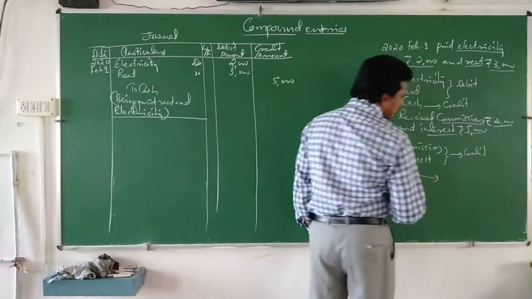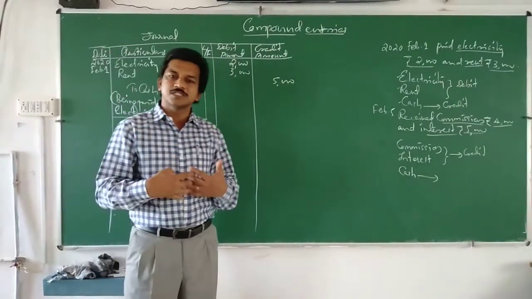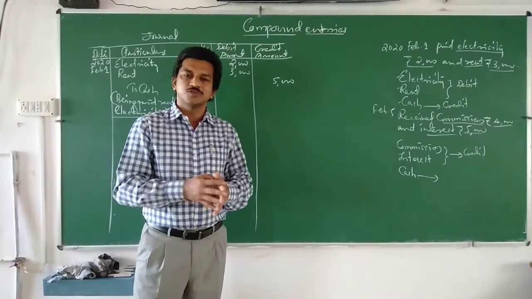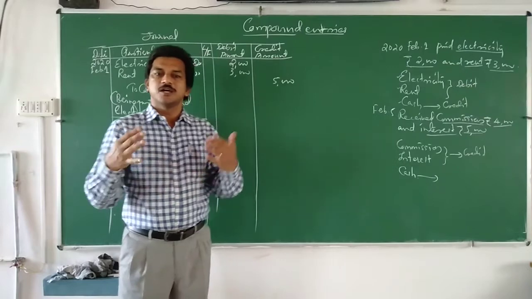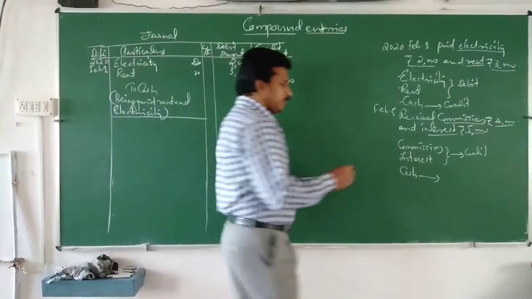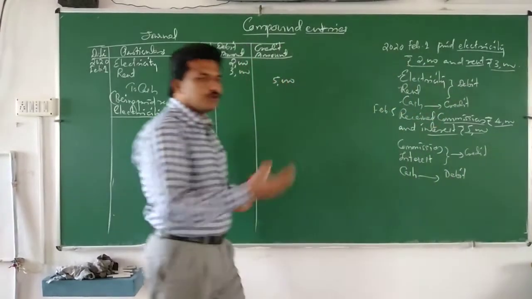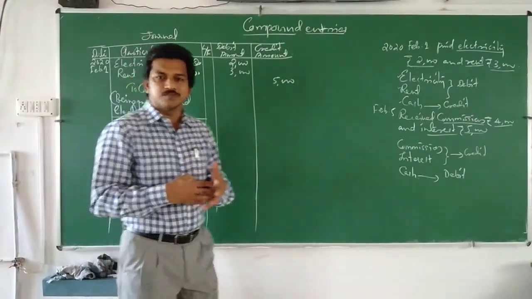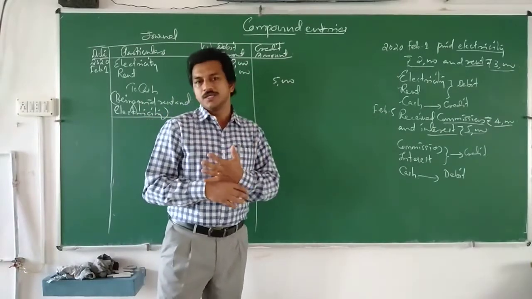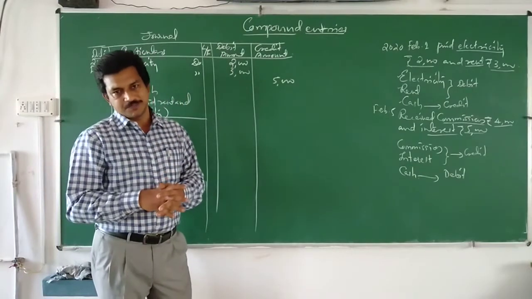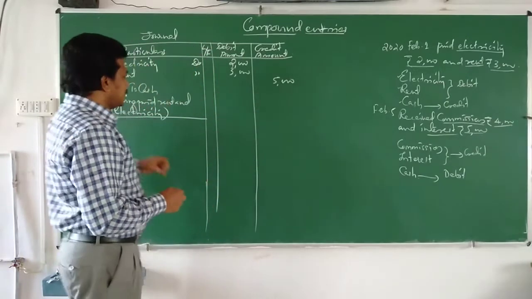Both commission and interest were received, which means cash received. Cash is an asset, so we apply the real account rule: debit what comes in, credit what goes out. Since cash comes in as interest and commission, we can debit cash. Now let us journalize that.